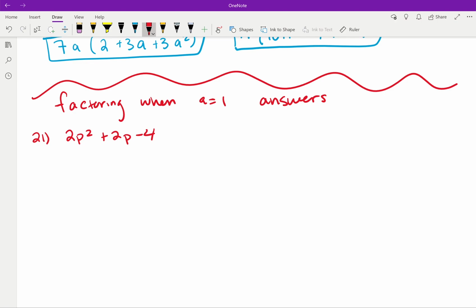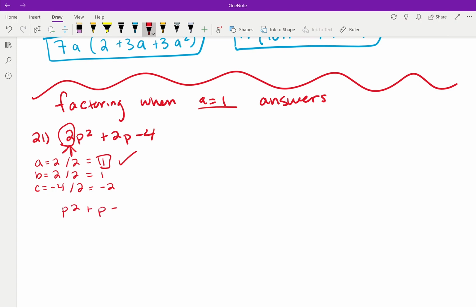So if a is not equal to 1, and right here we have a equal to 2, that tells us there's a GCF that we need to factor out. So we have a equal to 2, b equal to 2, and c equal to negative 4. The GCF of all of these would be 2, so I'm going to divide them all by 2. So 2 divided by 2 is 1, which is what we want, because a is equal to 1. 2 divided by 2 is 1, and negative 2 divided by 2 is negative 2. So I have p squared plus p minus 2.